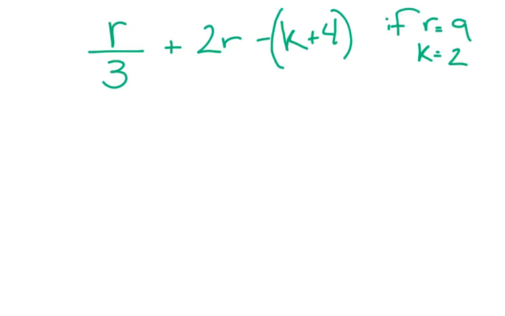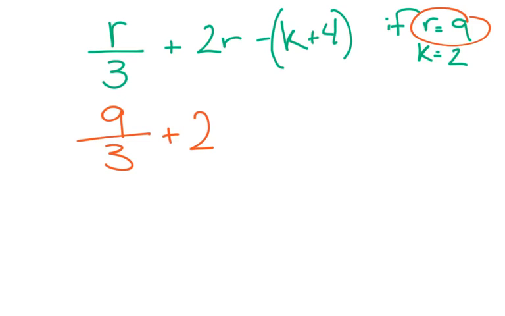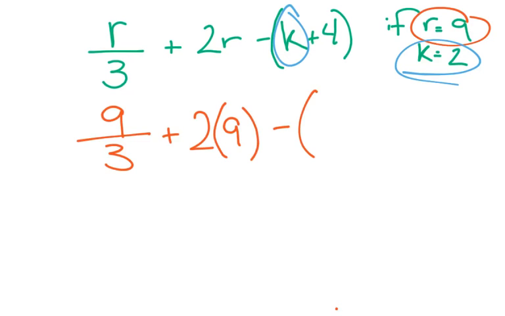First step, replace. Notice this one has two variables. Don't panic. Anytime you see an R, replace it with the number 9. 9 divided by 3 plus 2. 2 and R are being multiplied, so you cannot just write 29, because that's not what's going on. Times 9. So I have to make my own times symbol, something to tell me that's being multiplied. You can put an X, you can put a dot, whatever you do, just to let you know that you should multiply 2 times 9. Minus, parentheses. This is no longer an R, don't replace it. It's a K, replace it with 2 plus 4.